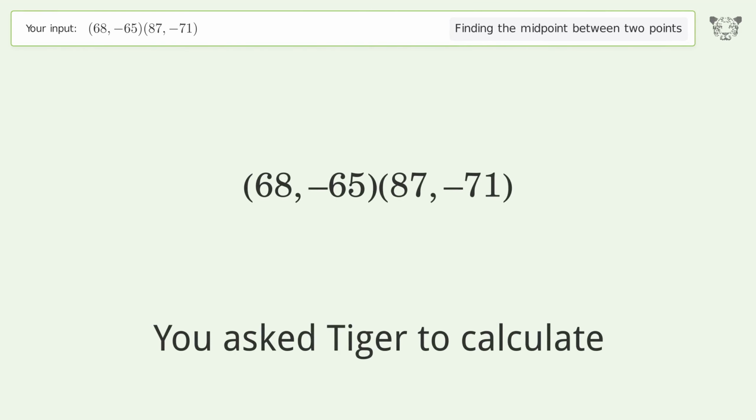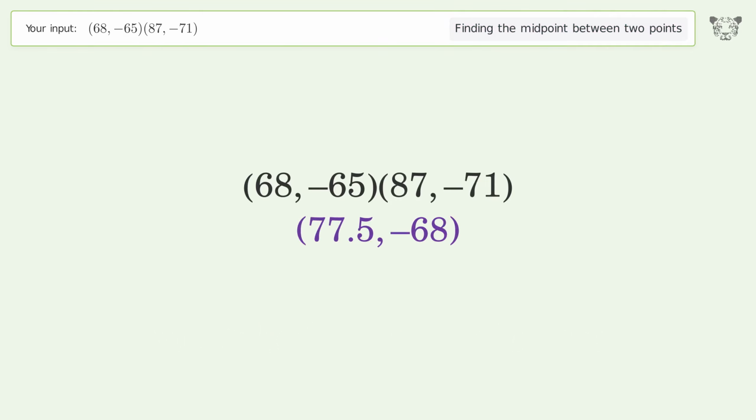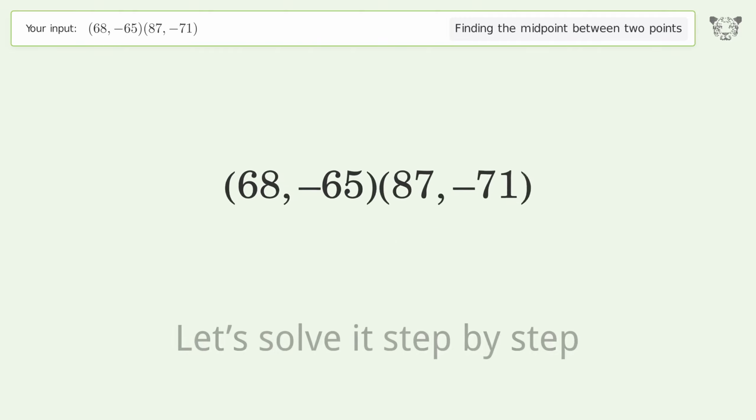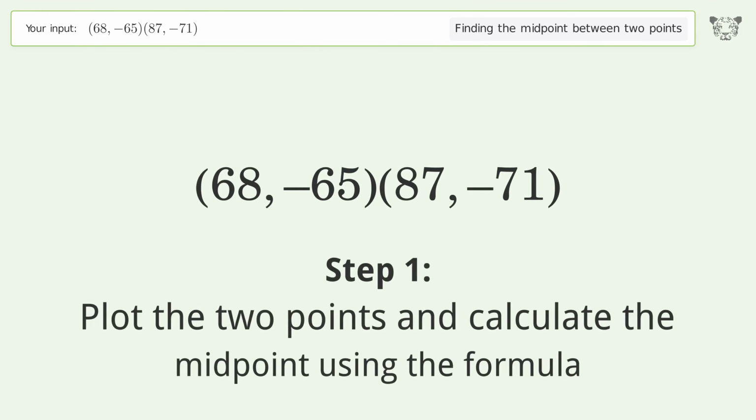You ask Tiger to calculate. This deals with finding the midpoint between 2 points. The midpoint between the 2 points is 77.5, negative 68. Let's solve it step by step. Plot the 2 points and calculate the midpoint using the formula.